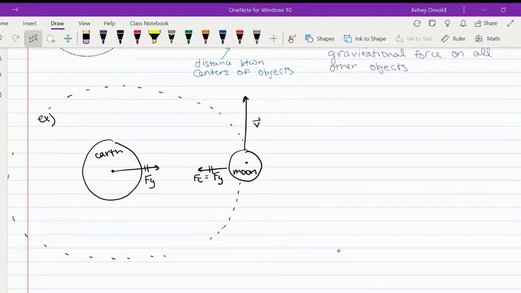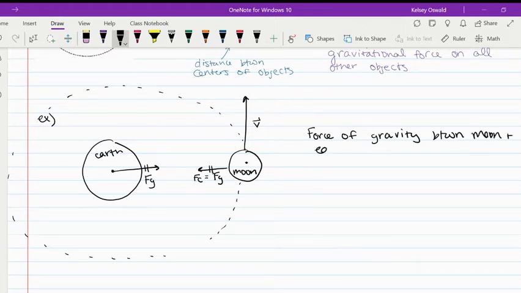All right. So let's say we actually wanted to find the force of gravity between the moon and the Earth. A lot of times in these problems, they're going to give you some important values. So for instance, here, we'll need to know the mass of the Earth is equal to 5.97 times 10 to the 24th kilograms.